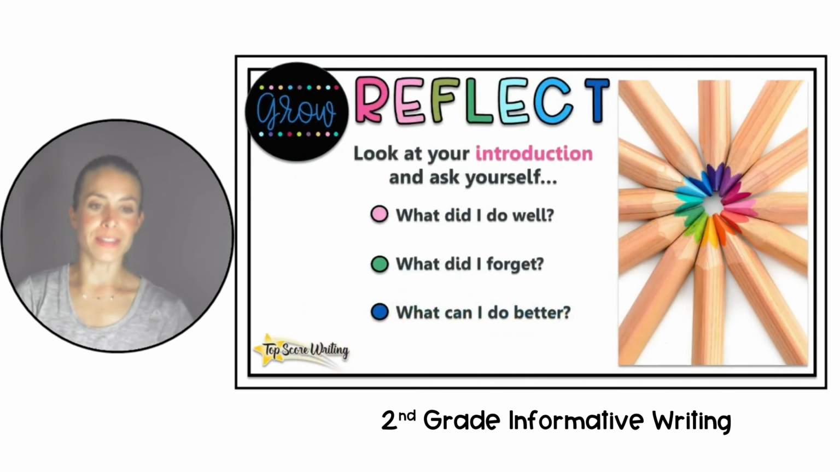So let's reflect. Looking at your introduction, I want you to ask yourself, what did you do well on? Do you have all three of your components? Does it make sense? What did you forget? Do you see three colors or do you only have two colors? That tells you you're forgetting one of your components. And then what can you do better? Is there something that just doesn't fit in there? Think about it.